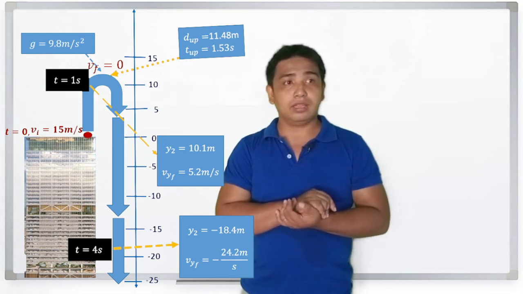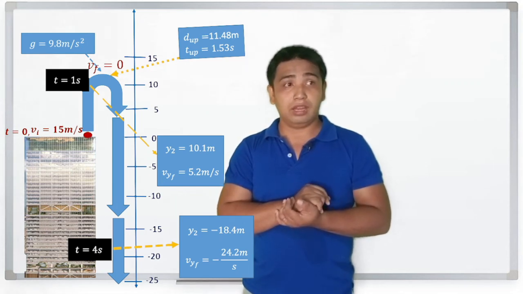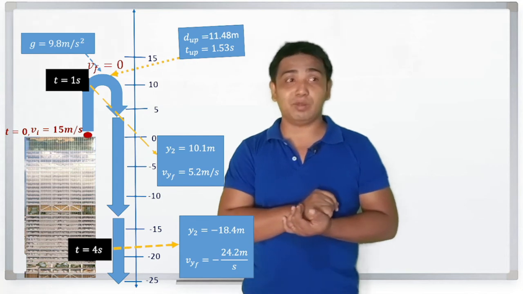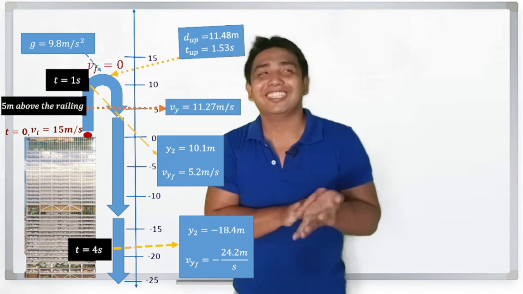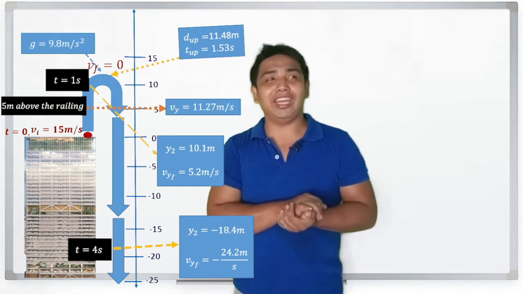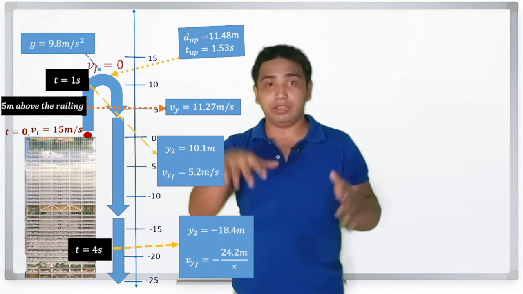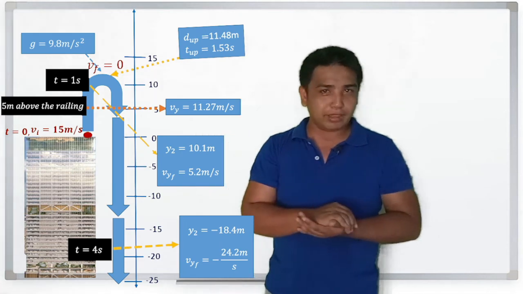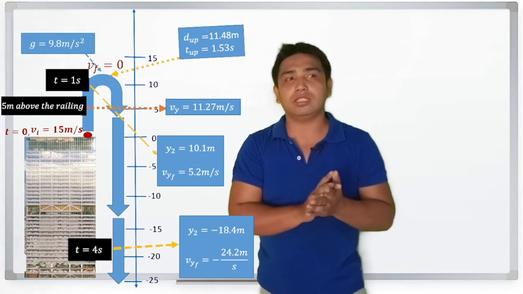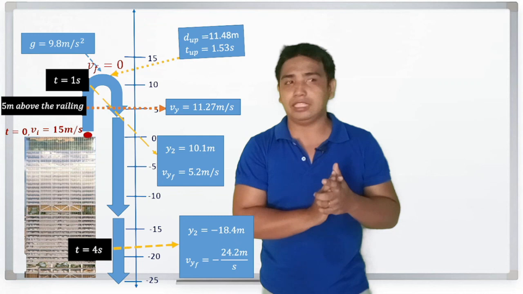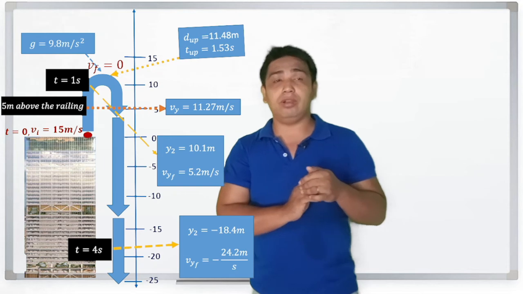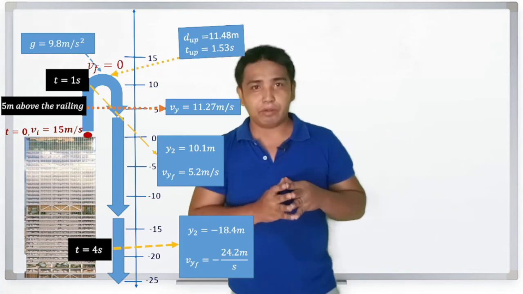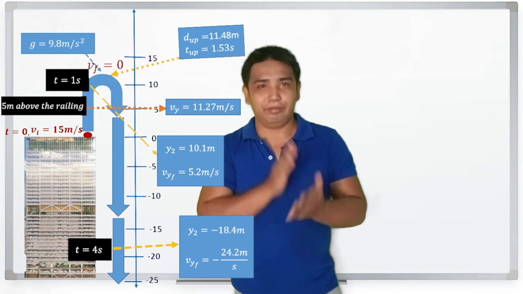And then you were able to look for the velocity of the ball for the challenge problem. I almost forgot the challenge problem because it's really difficult. You are asked to find the velocity of the ball when the ball is 5 meters above the railing, and you were able to find it, and that's very good for you guys. You were able to calculate that its velocity is 11.27 meters per second. So that concludes our problem solving in free fall motion.